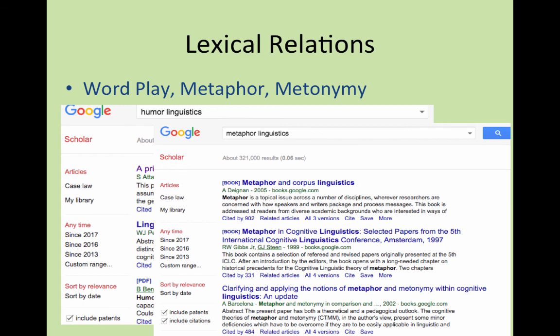Similarly, for metaphor, researchers in linguistics comb through lots of existing texts and also use experimental paradigms to understand how listeners build up the meaning and sense around metaphor in language.